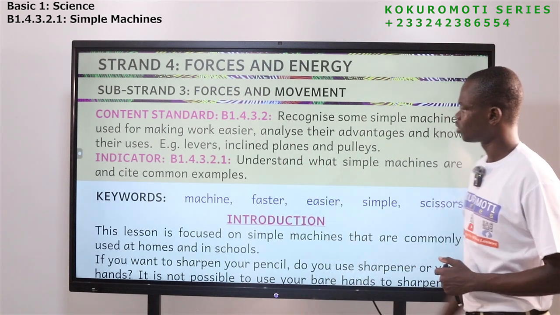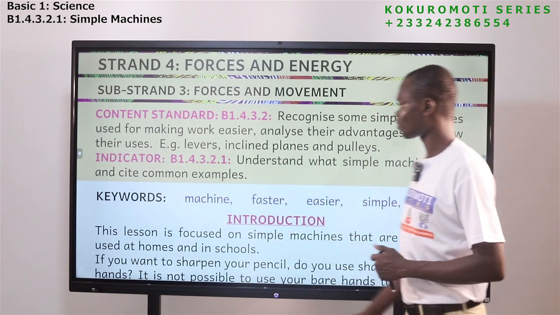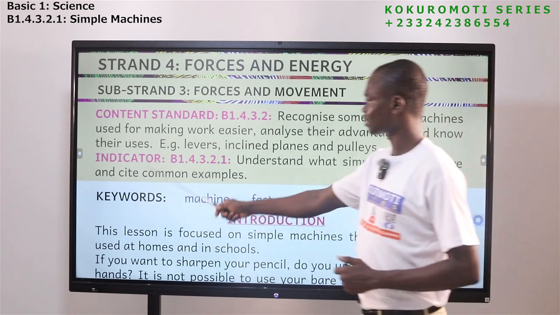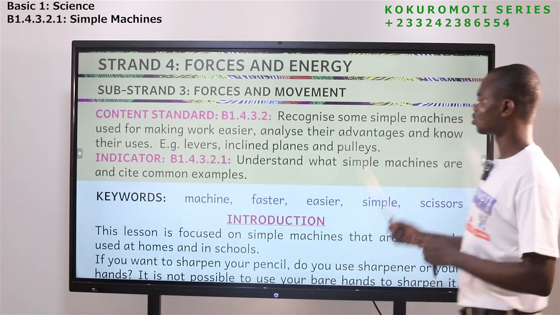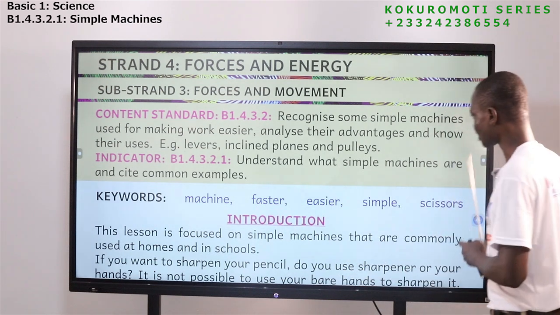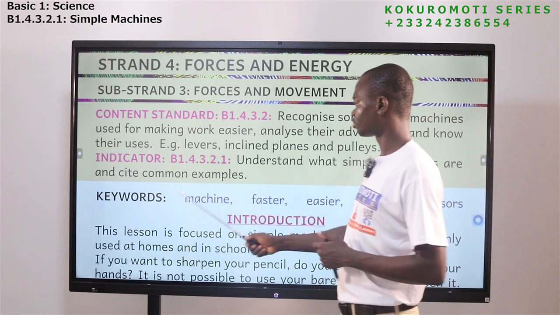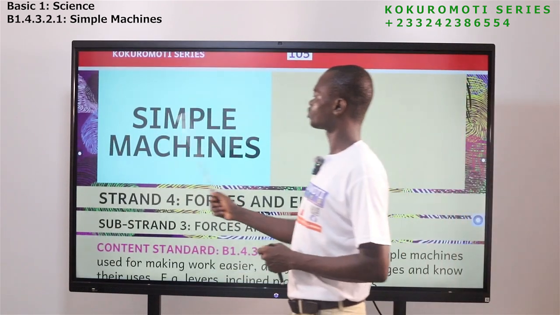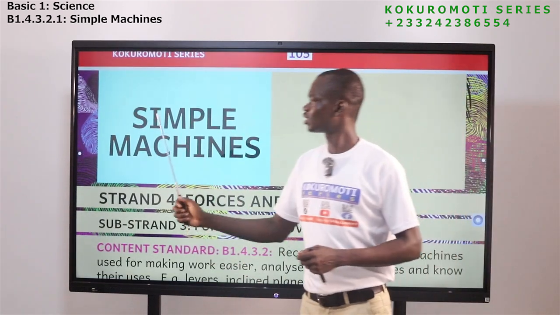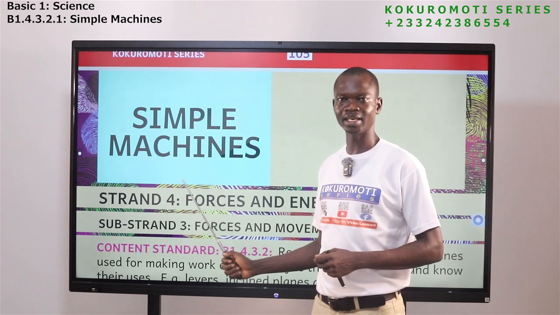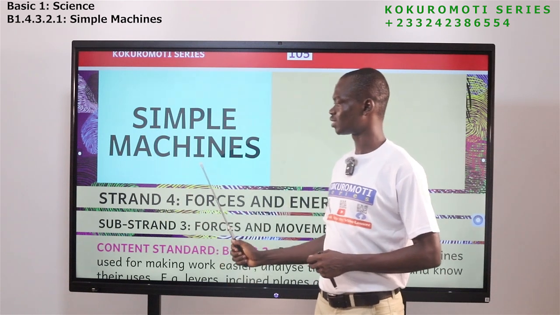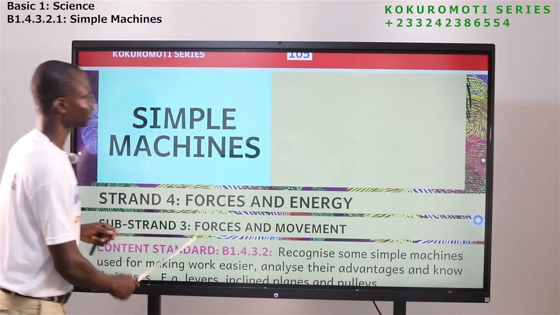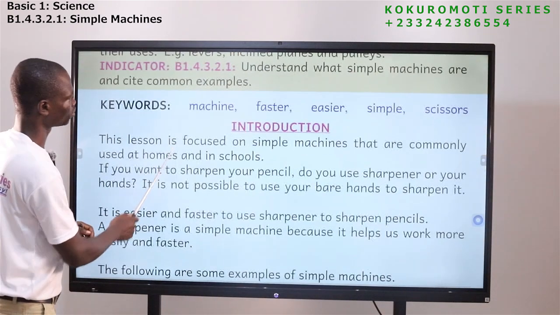We are looking at this indicator: understand what simple machines are and cite common examples. So today's lesson, the topic is what? Simple machines. Again, simple machines. In this lesson, there are some words that we will see.